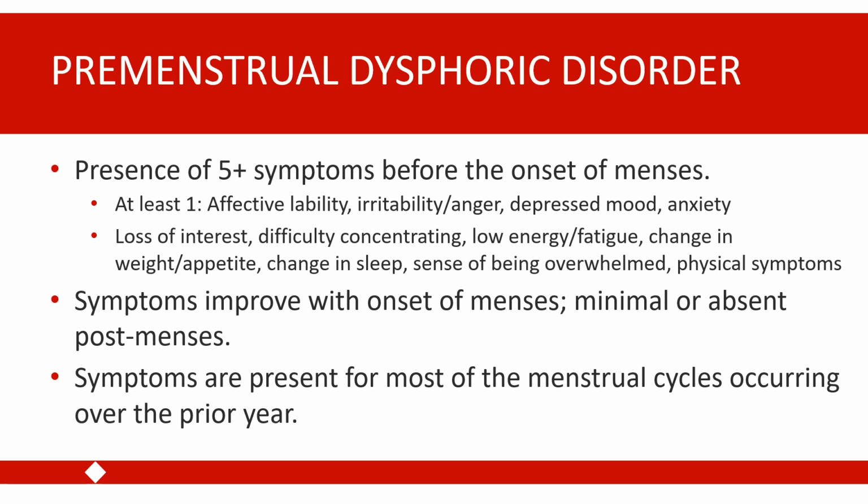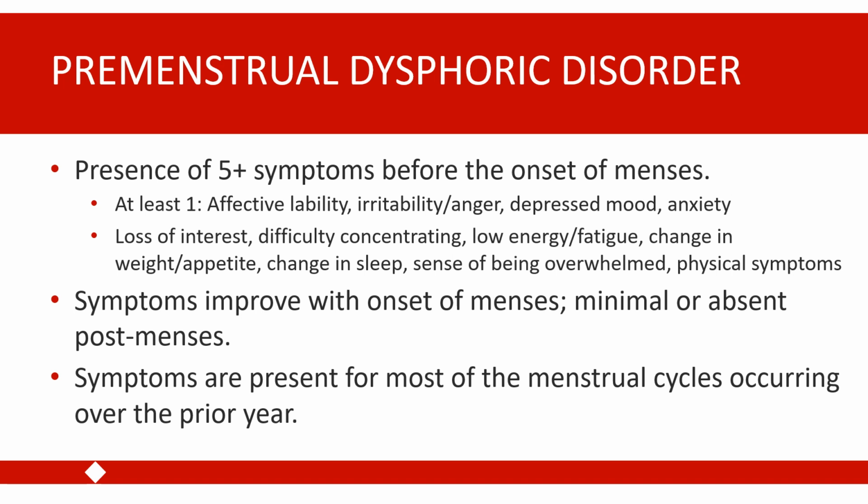In addition to experiencing at least one mood symptom, the individual needs to experience a total of at least 5 symptoms. These can include additional mood symptoms or other symptoms like loss of interest, difficulty concentrating, low energy or fatigue, changes in weight, appetite, or sleep, a sense of being overwhelmed, or physical symptoms like bloating or breast tenderness. In order to meet diagnostic criteria for the disorder, this needs to be true for most of the menstrual cycles that an individual experiences over a 12-month period of time.